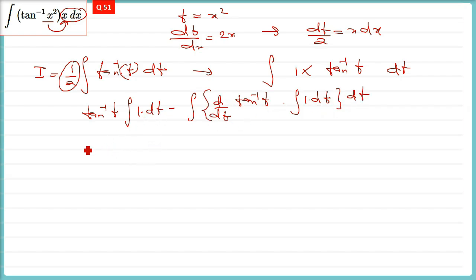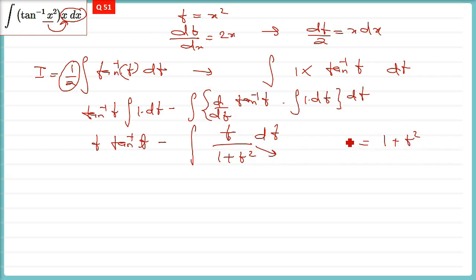So 1 dt will be t only, so t tan inverse t minus d by dt of tan inverse t will be 1 by 1 plus t square. Integration of dt will be t and then the dt. Now I am doing it separately. 1 plus t square I will take as say some p. dp by dt will be equal to twice t. So dp by 2 will be t dt because we have t dt in the numerator. So we can replace it by dp by 2 now.